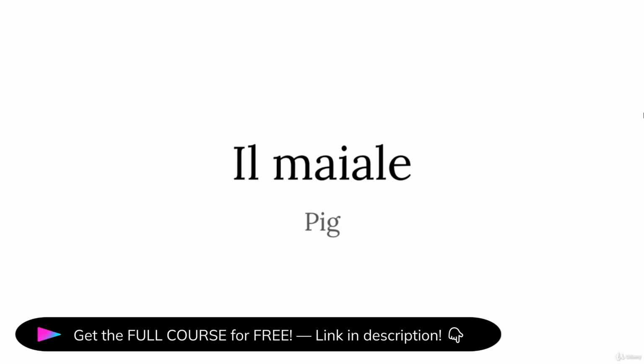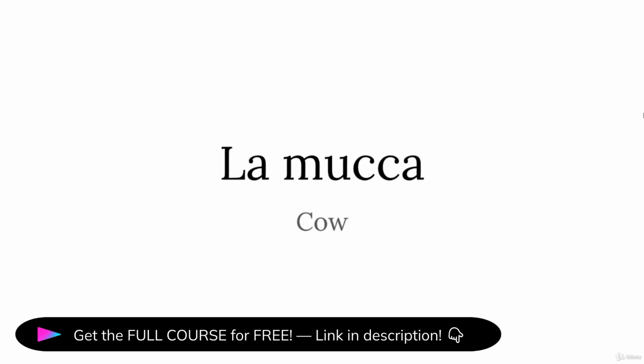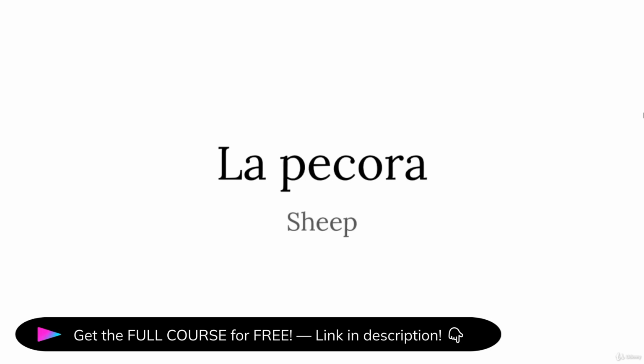Perfect. Then we have the pig. Il maiale. You see, as we have seen with the alphabet, the letter I is pronounced as I, maia, and then the letter E at the end is always pronounced as E in Italian. Il maiale. Okay? Perfect. The cow, la mucca. Perfect. Then we have the sheep, la pecora. Very good. The duck, la papera.